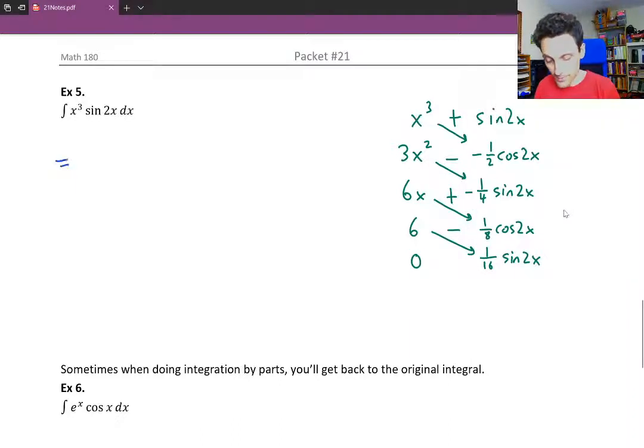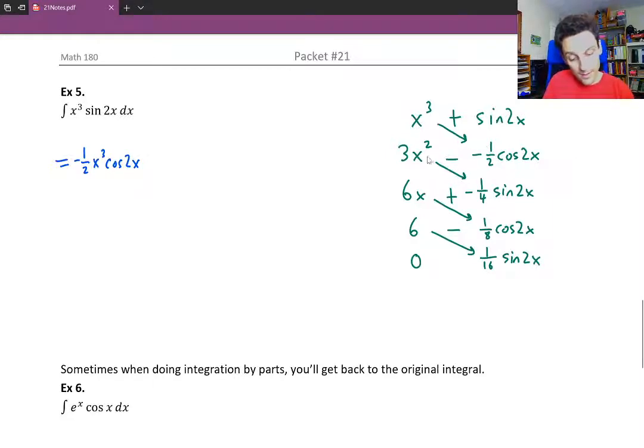Now we can write out what the integral is, because now we know what all those uv's are. The first uv is going to be x cubed times negative 1/2 cosine 2x, and that one won't have a sign flip, so it's just going to be negative 1/2 x cubed cosine 2x. Let me switch to skinny font because there's a lot going on here.